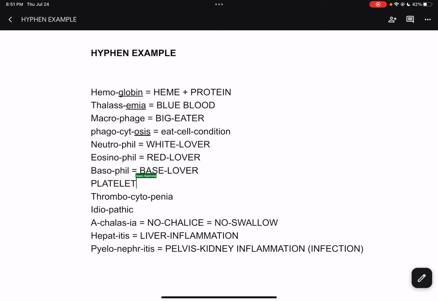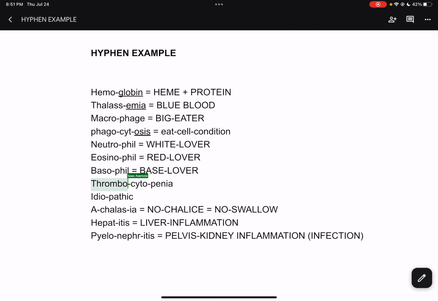Platelets, thrombocytopenia means thrombus, which means clot. Thrombus cell lacking. Penia means aging or lacking. And that's what Boyer told us. Aging sucks, penia. Great mnemonic for an important word root. Thrombocytopenia is when they lack thrombus cells.